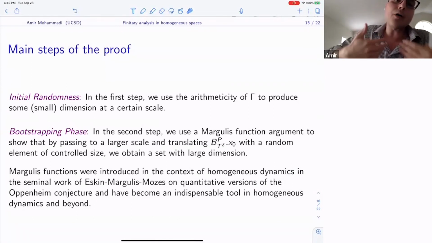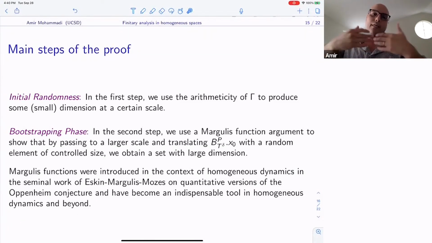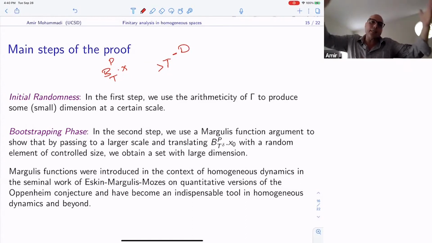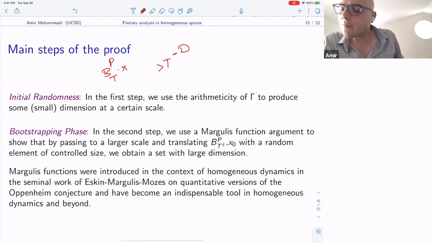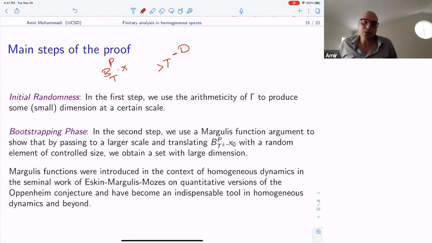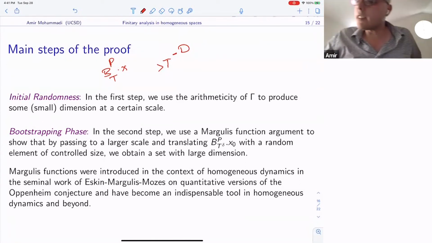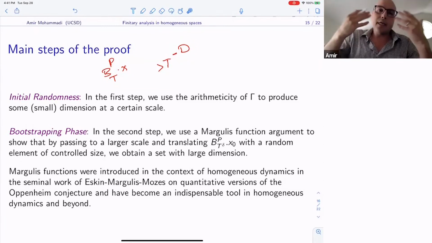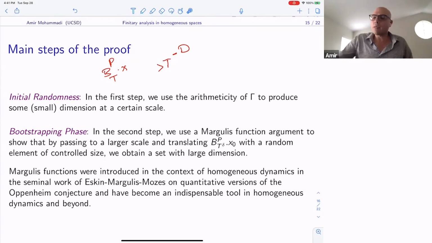So using the fact that gamma is arithmetic, we can show that points cannot get too close to each other along this. But this exponent, so somehow I apply a ball of radius t to my point, and then I want to have points far from each other. What I can show is that many points are at distance t to the minus d. This d is huge, very far from what you want to get equidistribution. So this is a very huge number.